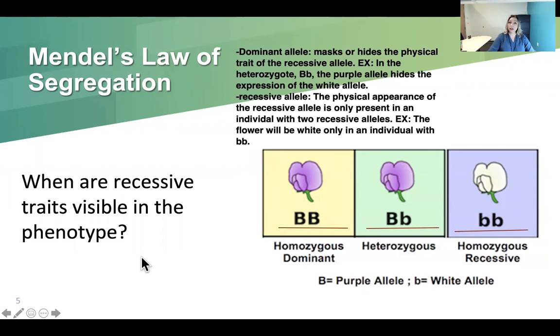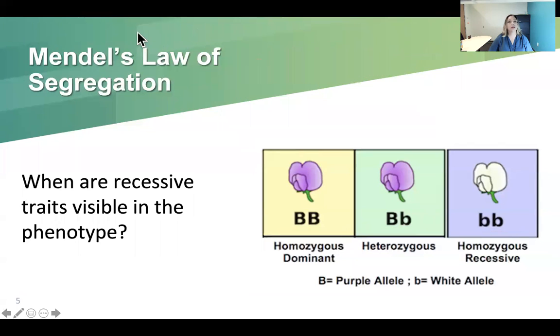So that is the difference between a dominant allele and a recessive allele. And the only way you can tell which is dominant, which is recessive, is to look at the appearance of the heterozygote. Okay.